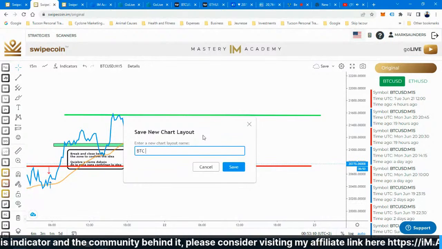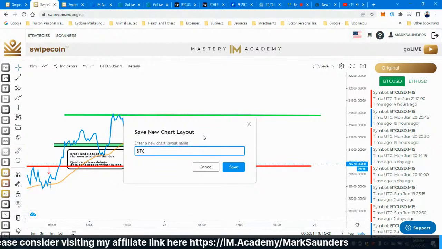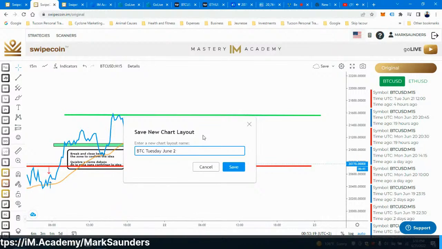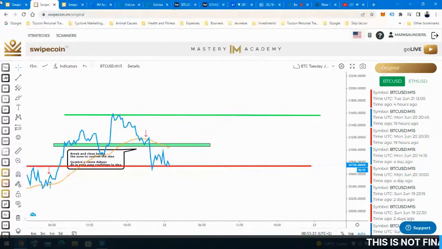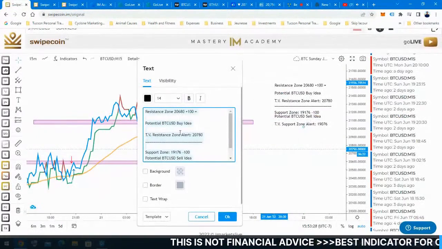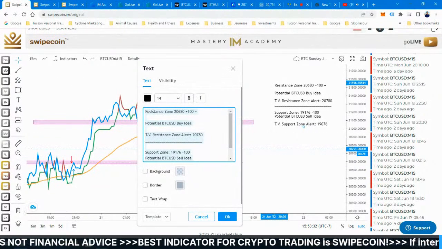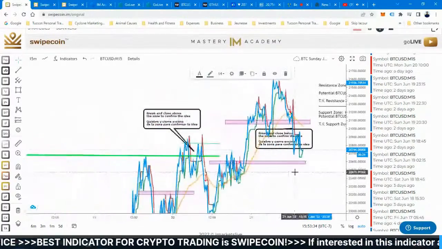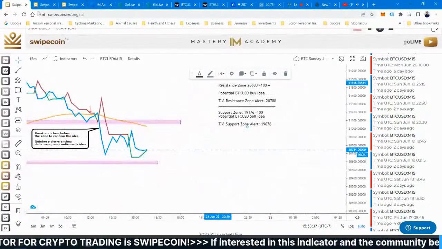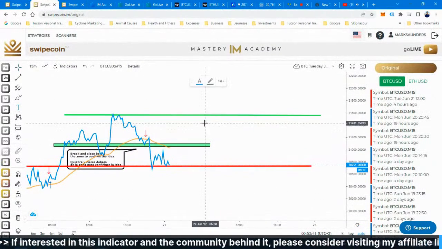Okay, so BTC, Tuesday, June 21st, 2022. Save. I'm going to grab my form. This is the one I've been working off the last few days. I'm updating it now. Sometimes I like to go back and review previous notes, but we're creating a new slate right now.